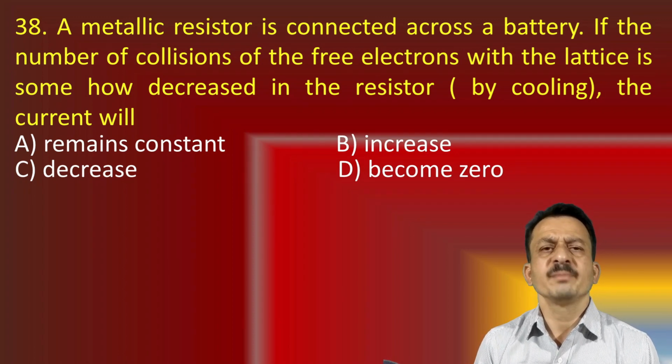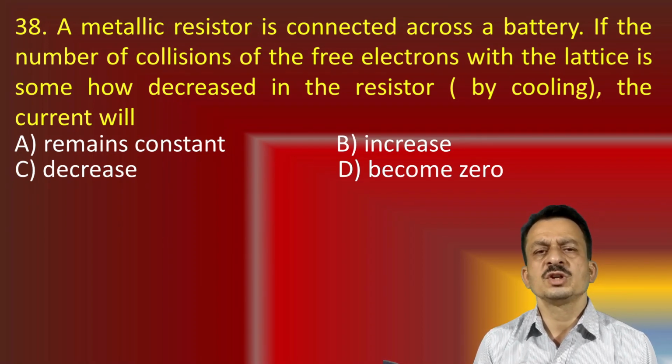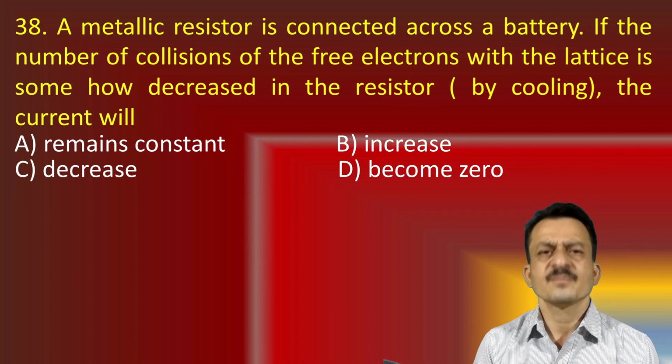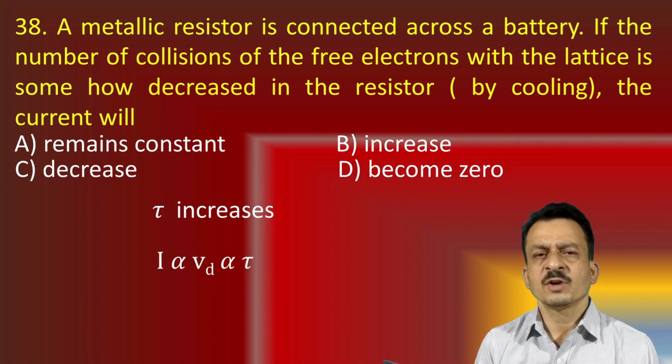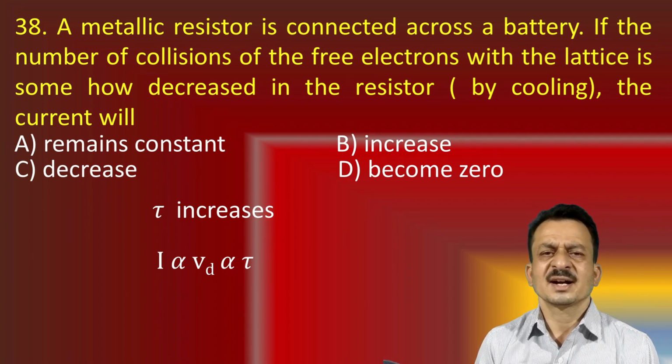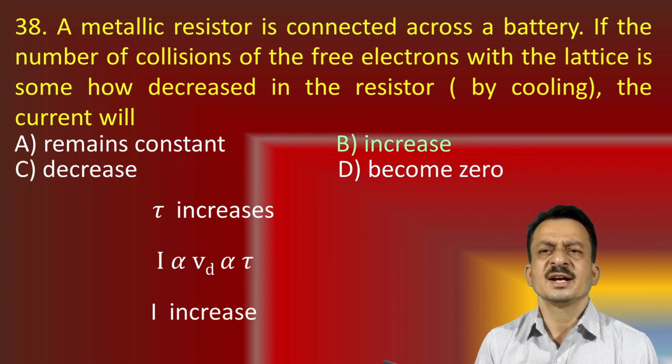The number of collisions decreasing means the relaxation time, that is tau, increases. As tau increases, the drift velocity, which is directly proportional to the relaxation time, also increases. Since drift velocity is increasing, and the current is directly proportional to the drift velocity, current also increases. Tau increases, the current also increases, hence B is the right answer here. Next problem.